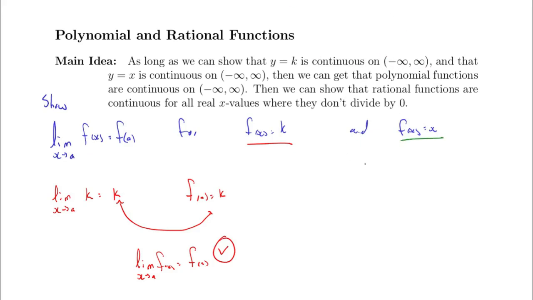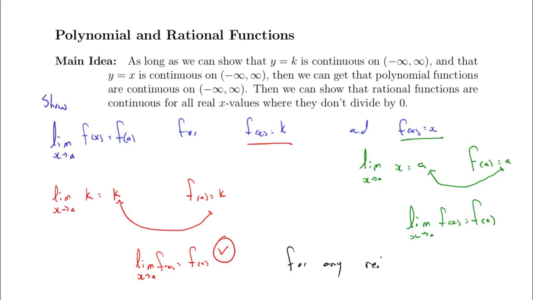Let's do this one now. We're going to try the limit as x approaches a of x, and we'll see that that's pretty clearly a. And then we'll also say that f of a is a, and look at that, they are the same. So the limit as x approaches a of f of x is equal to f of a. And again, this is true for any real number a. And so we have these intervals of continuity for both of these function types. Now you can see how this is going to work.